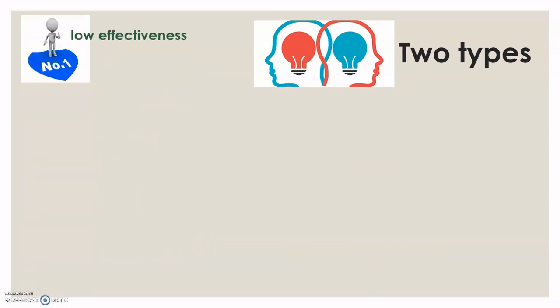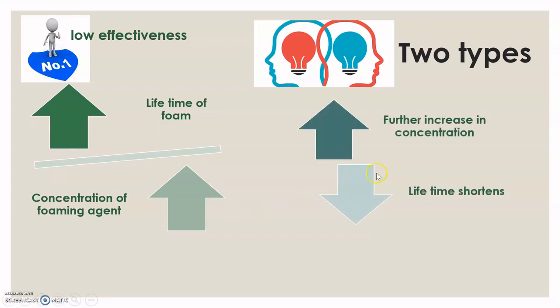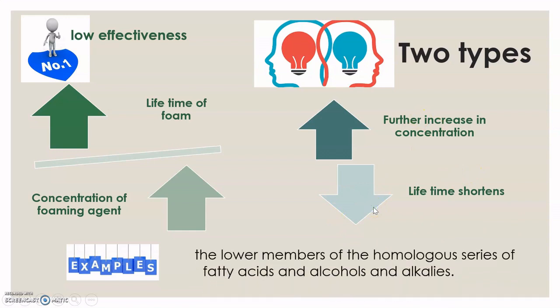The first one is not much effective as a foaming agent because when the concentration of the foaming agent in the system grows, the lifetime of the foam rapidly reaches a maximum. With further increase in the concentration of the foaming agent, the lifetime begins to shorten. Examples of such foaming agents include the lower members of the homologous series of fatty acids and alcohols, and alkalis.